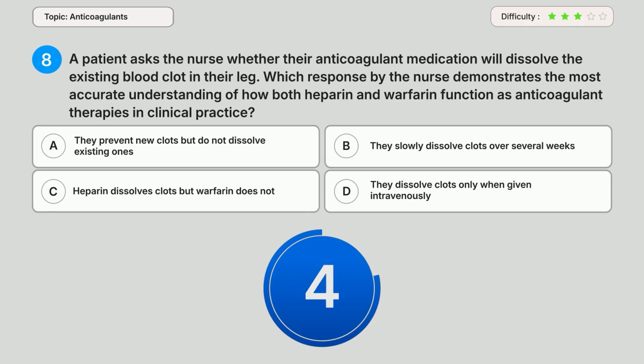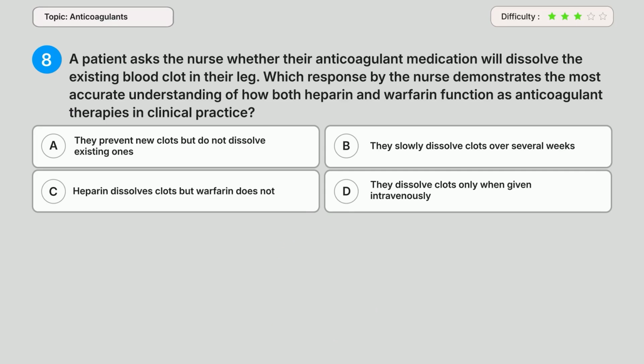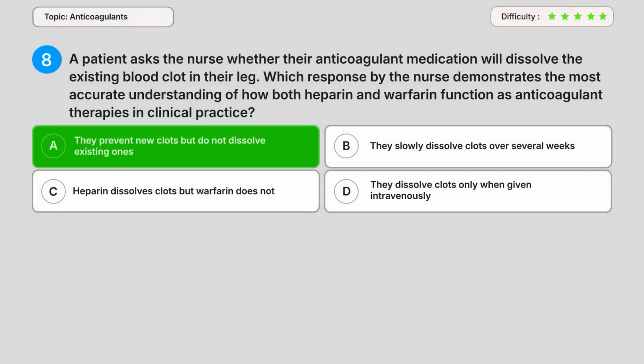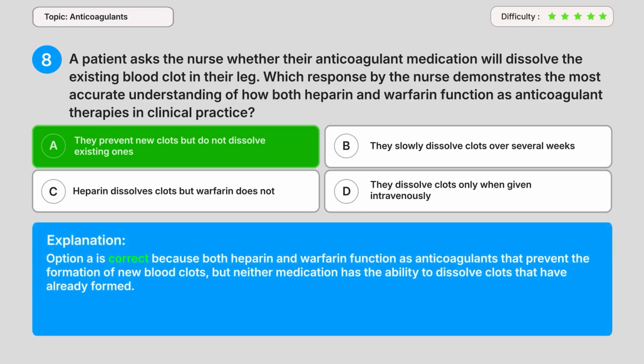Do you know the answer? Correct answer, A. They prevent new clots but do not dissolve existing ones. Explanation. Option A is correct because both heparin and warfarin function as anticoagulants that prevent the formation of new blood clots, but neither medication has the ability to dissolve clots that have already formed.